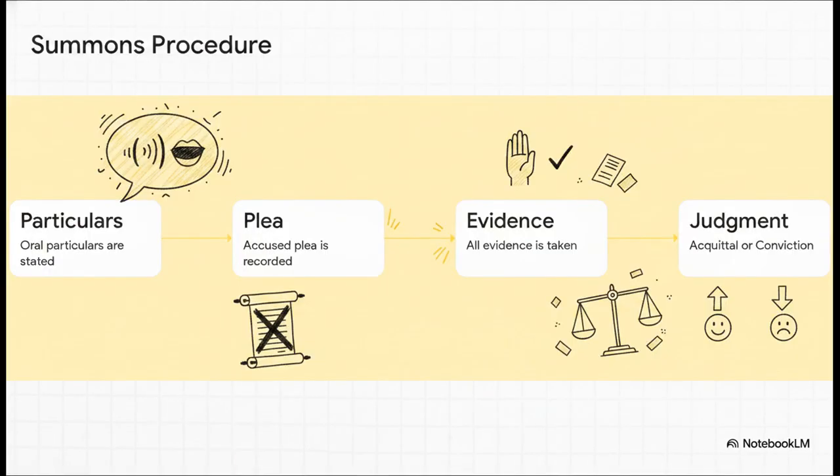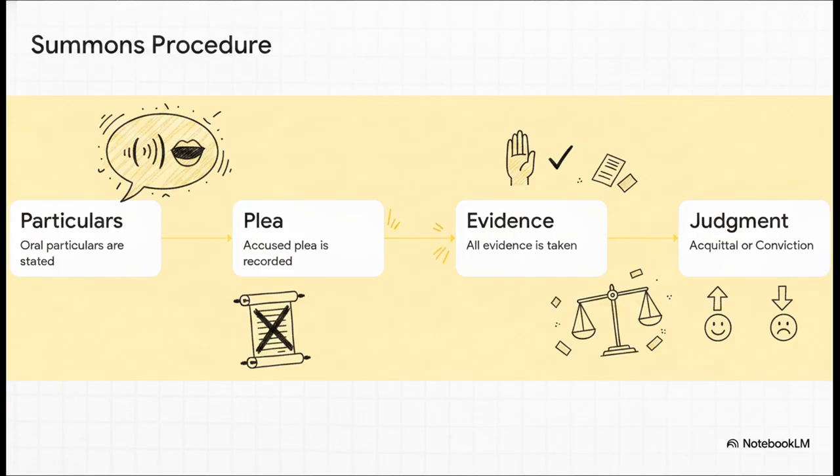Wait a second. Just going through the procedural steps. There is no formal written charge sheet? We just covered warrant cases recently, where framing the actual charge was a massive, absolutely critical step in the trial. Right, exactly. And that's a huge distinction. Under Section 251, the magistrate simply states the oral particulars of the offense to the accused. There's no formal, written charge required before asking them to enter a plea.